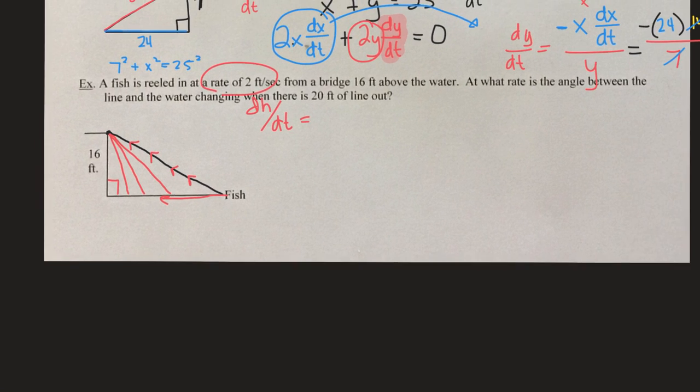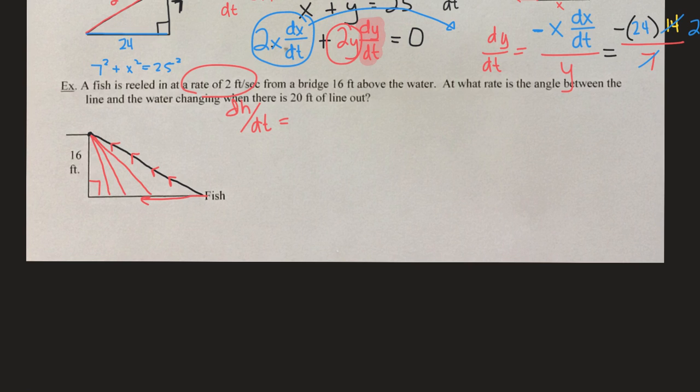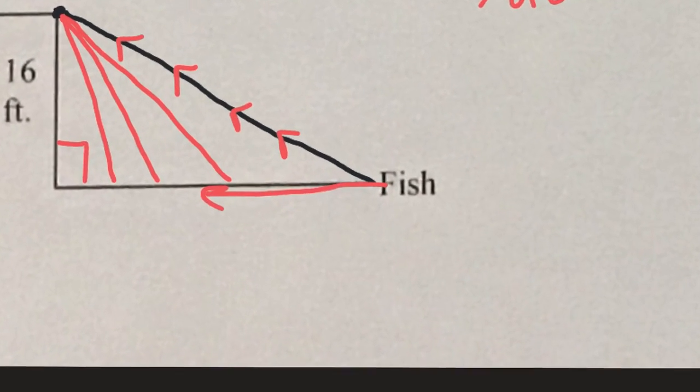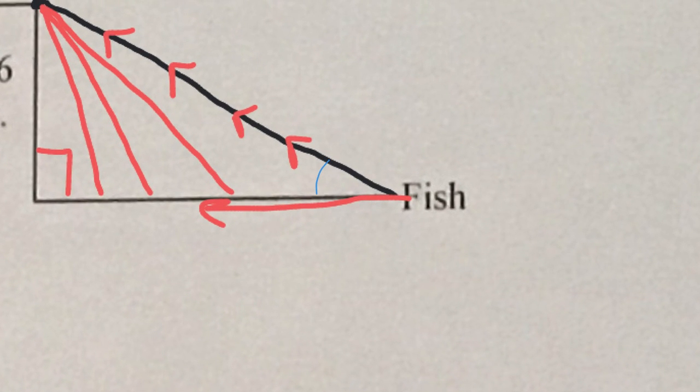At what rate is the angle between the line and the water changing? At what rate is the angle? The angle, that's this, between the line and the water.